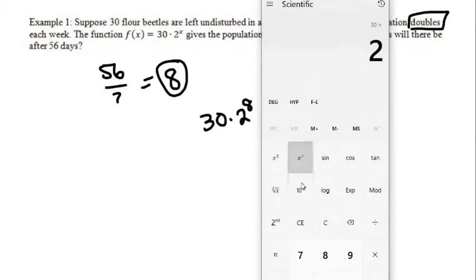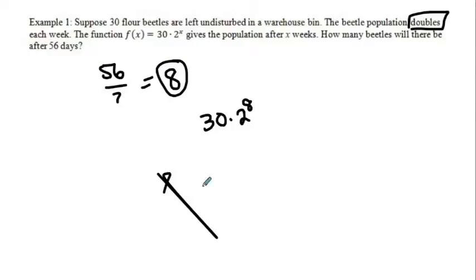30 times 2 to the power of 8. We end up with 7,680 beetles. God, that's a lot of beetles.